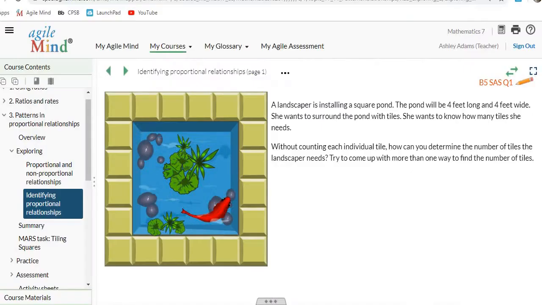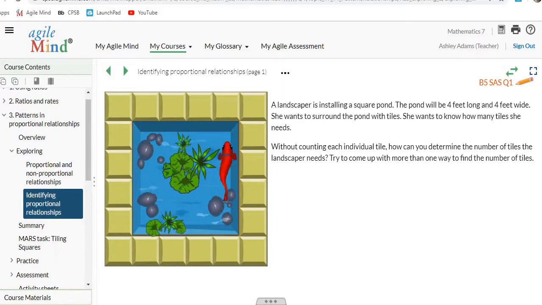4 sets of 5. If I ignored one of the corners, I have 5. Ignore another corner, I have 5. Ignore another corner, I have 5, and then I'm left with just 5. So I could have that.